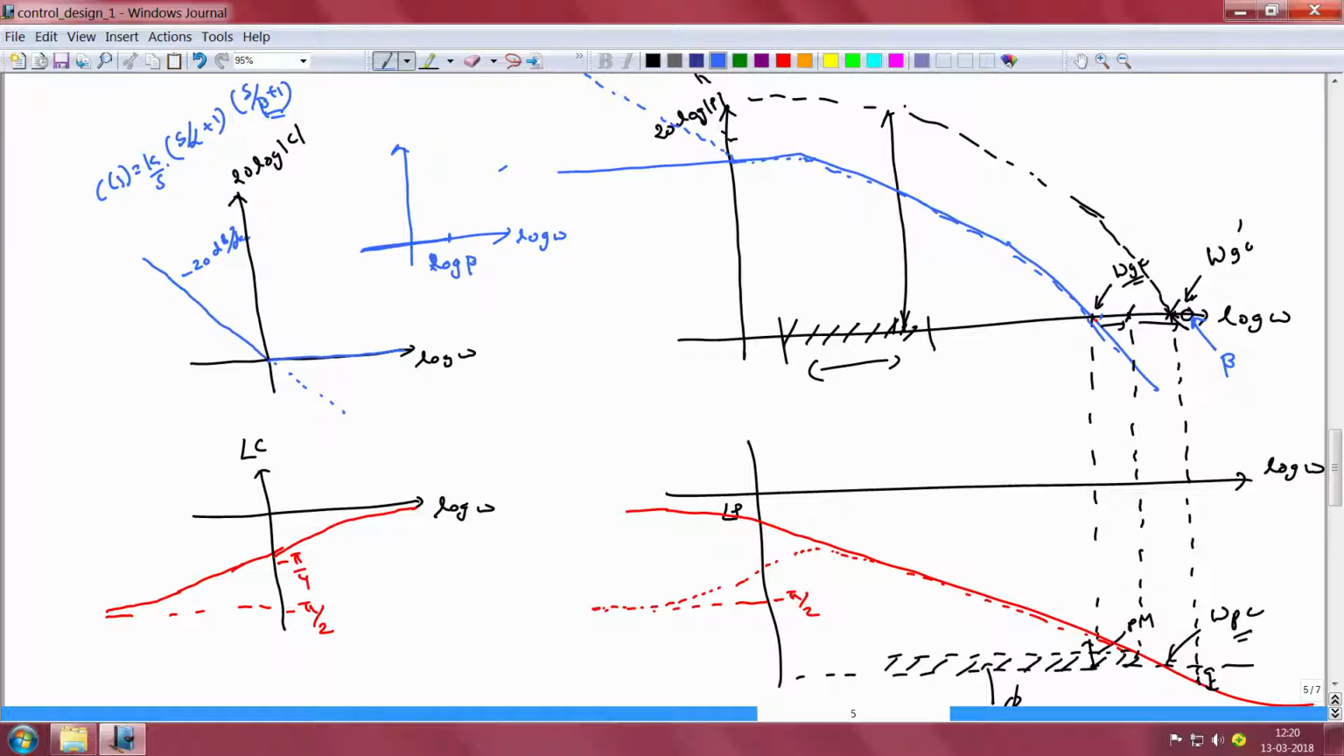We are still able to track the reference or reject disturbances in the mid frequency range exactly as we could do earlier. And beyond omega equal to beta, the magnitude characteristic increases at plus 20 decibels per decade. How about the phase characteristics?